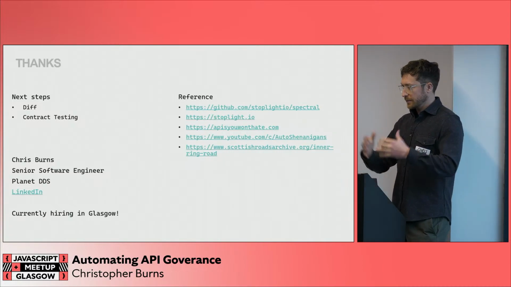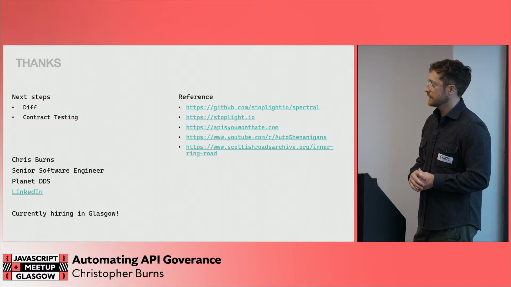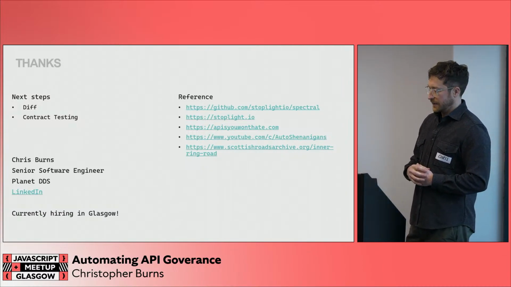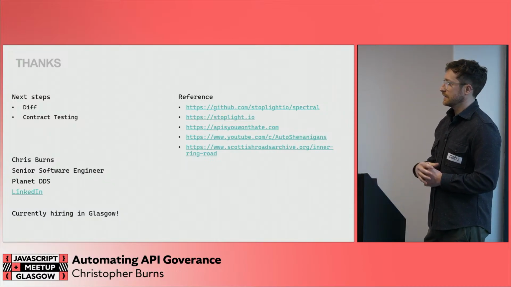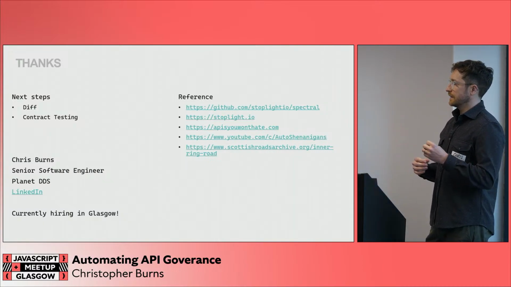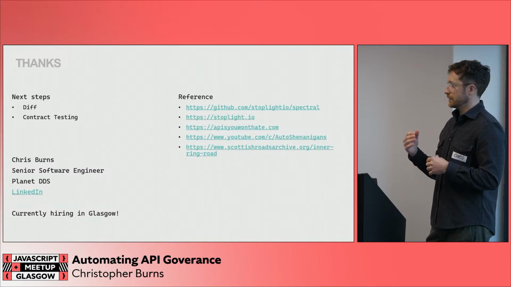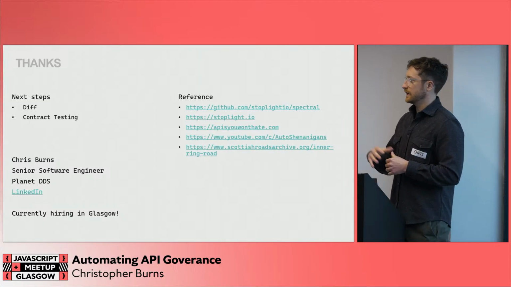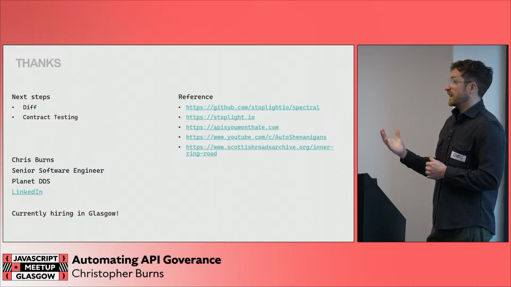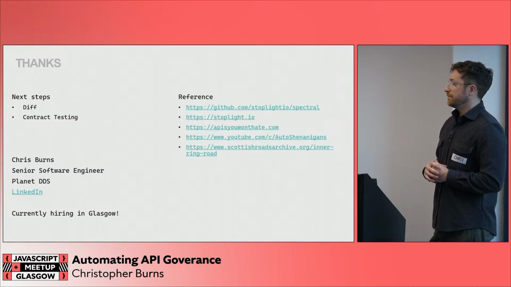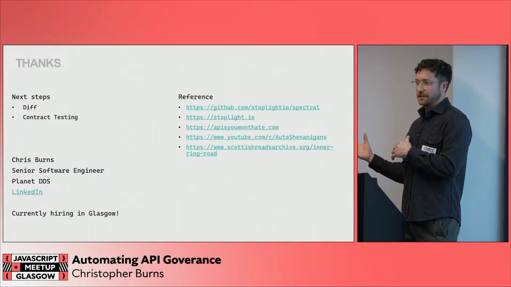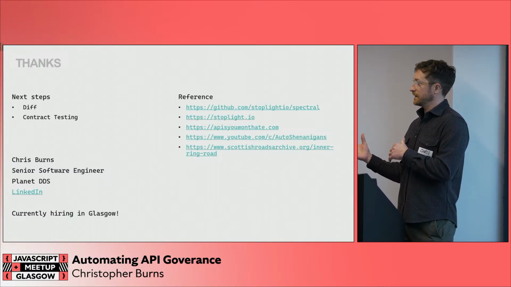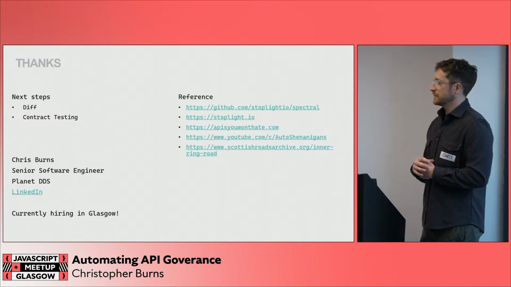We're talking about automating API governance, and I think the next steps off the back of that, if you're interested, would be to look at things like diffing, so checking the scope of changes in your specs against a deployed site, and then contract testing as well. So checking that the implementation does what the OpenAPI spec says it does. It's really important too.